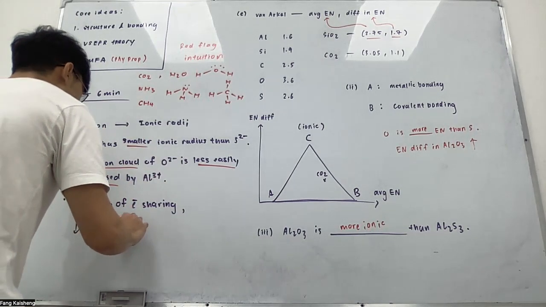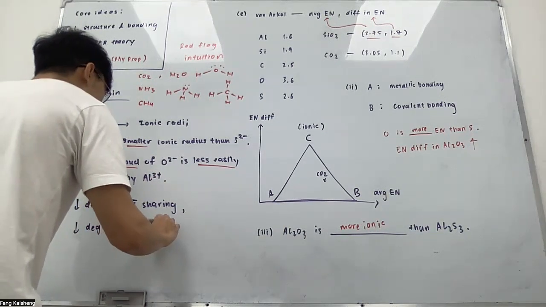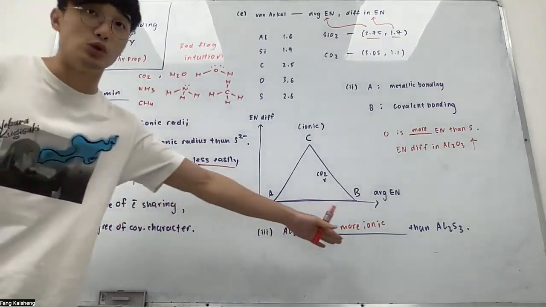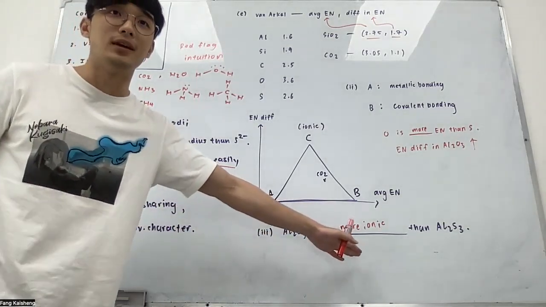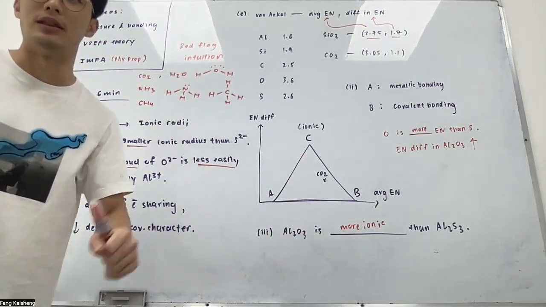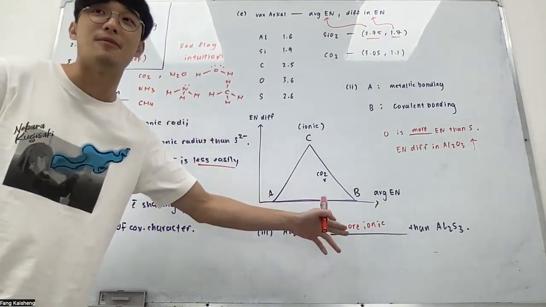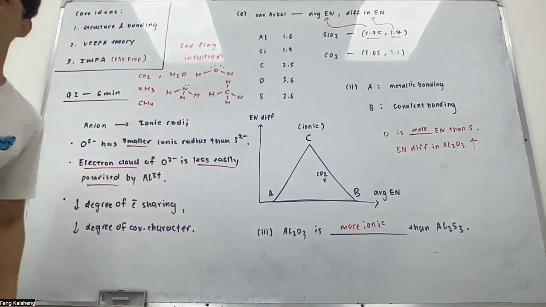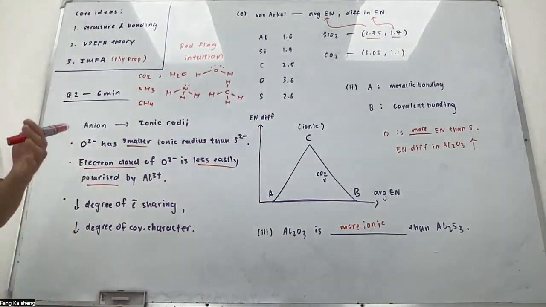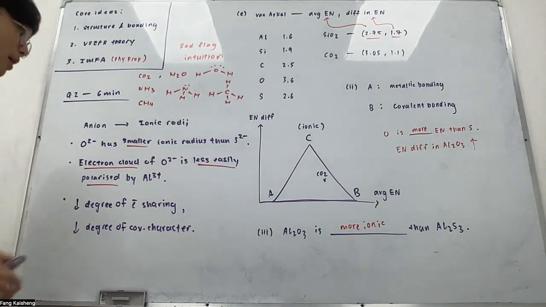Now, take note, you never know what they can test. If I were to test this question, I will ask you to justify your explanation. I will ask you to justify using the Van Arkel triangle. That's part one. And then part two, I'll ask you to justify based on the ionic radius. Then you have no choice, you need to explain using two ways. So they can test like this, and we need to be prepared for it.